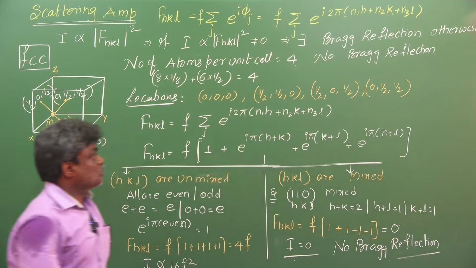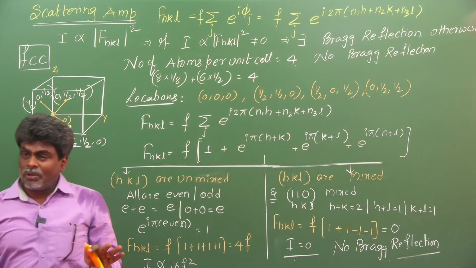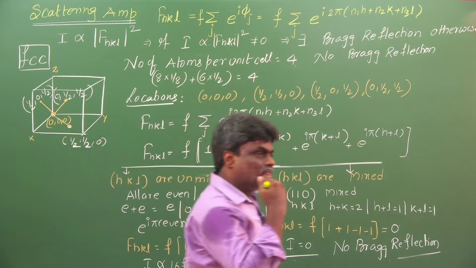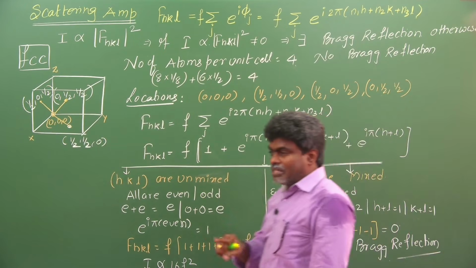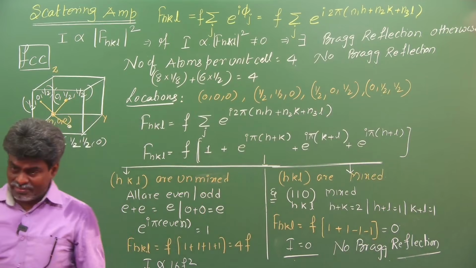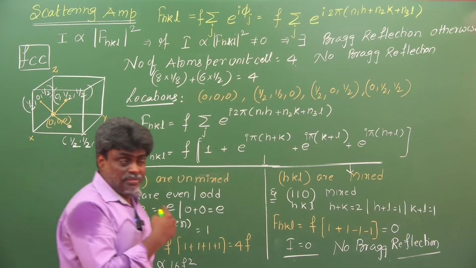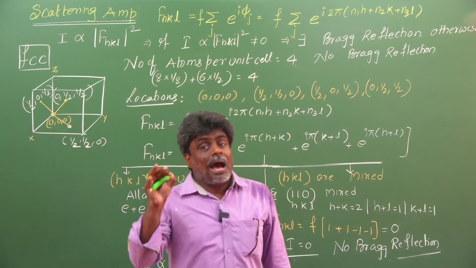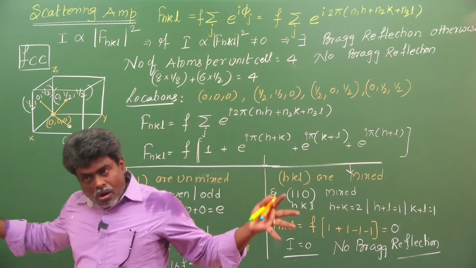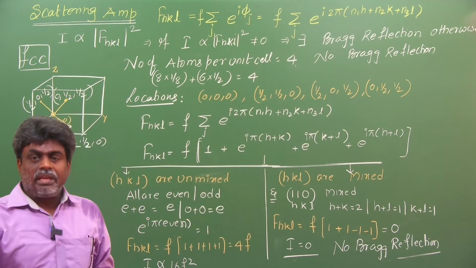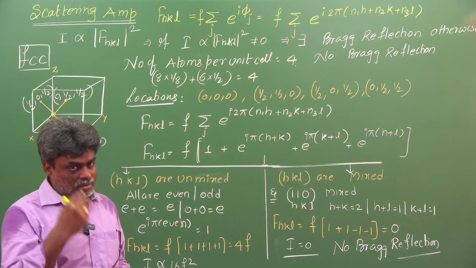That's it. So finally all the things you got: simple cubic, no restriction, all the planes are Bragg reflected. BCC, restriction is there, h plus k plus l is even. Next here FCC, h, k, l are unmixed, either all 3 are even or all 3 are odd.